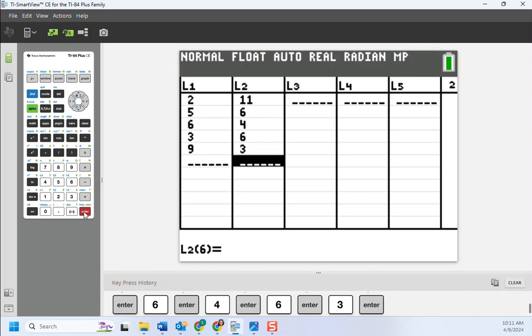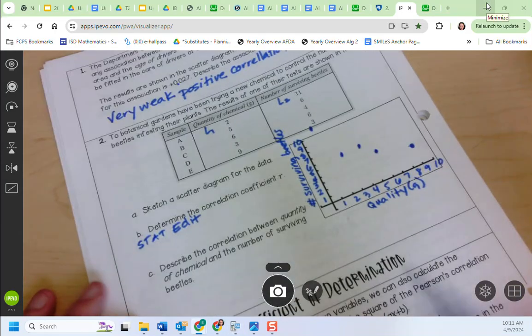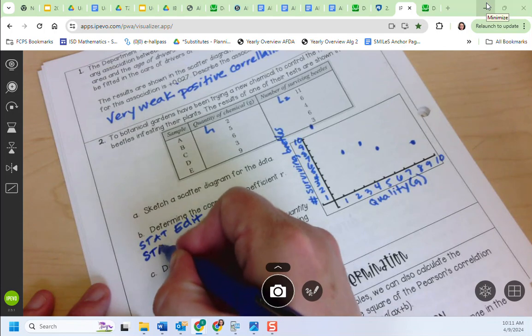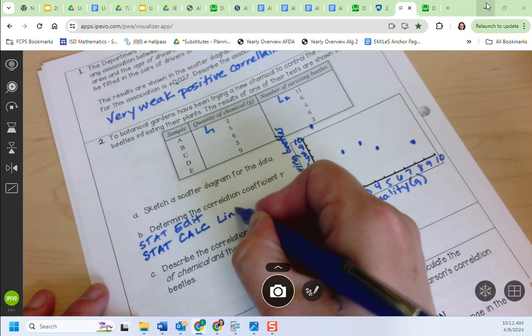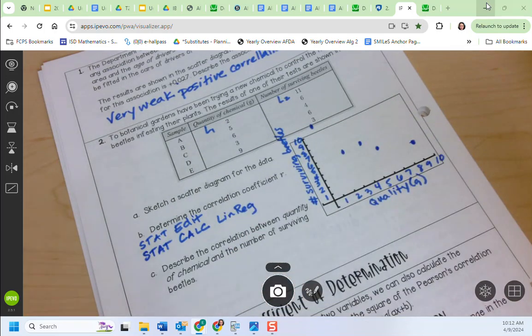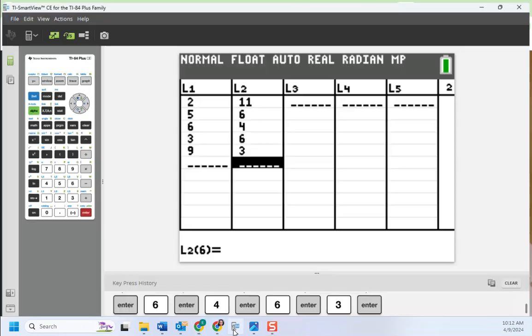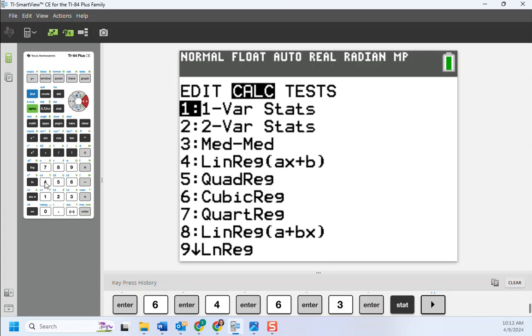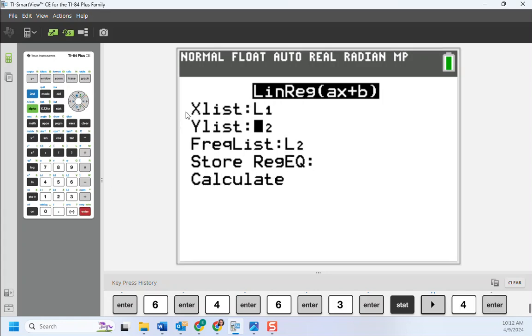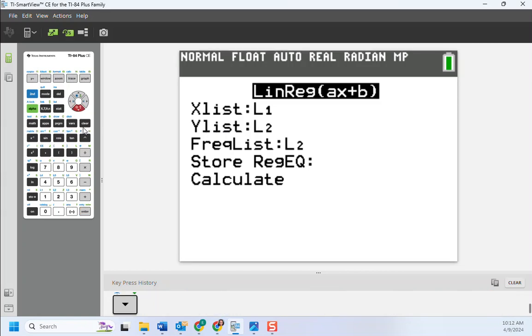Okay, so once you have your data in your lists, then we're going to go stat calculate linreg. So I'm going to put that on the paper first. So stat edit, and we entered the data, and then stat calculate and linreg. That's a linear regression. Stat calculate, linreg is number 4. You want to make sure it says X list in list 1 and Y list in list 2. I don't think it matters about the frequency list, but just in case, I'm going to clear it.